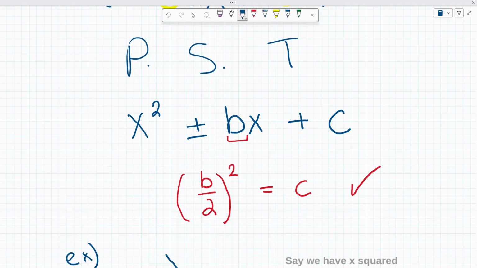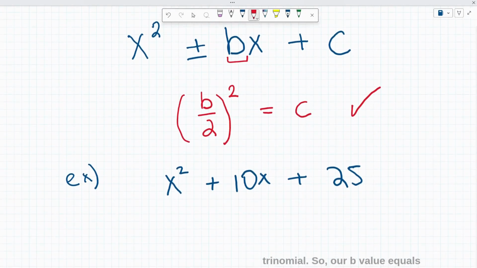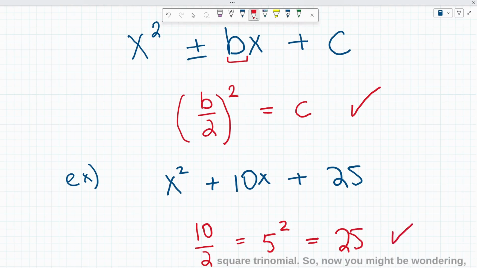Say we have x squared plus 10x plus 25. Let's check to see if this gives us a perfect square trinomial. So our b value equals 10. Let's start by taking 10 divided by 2. That equals 5. And now let's square this term. 5 squared equals 25. So that means that this, in fact, is a perfect square trinomial.